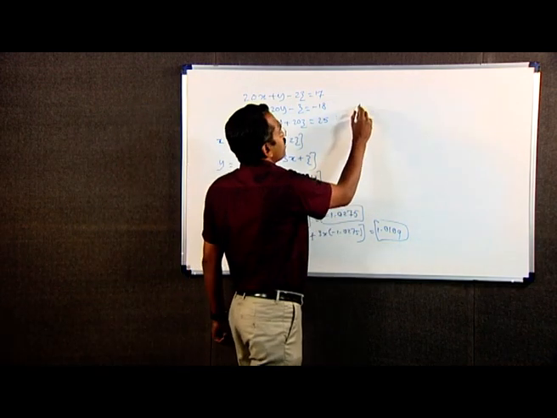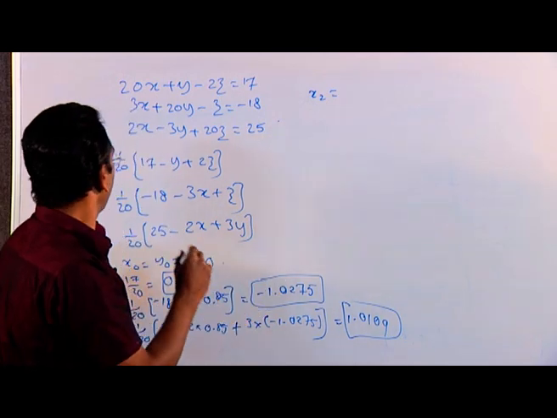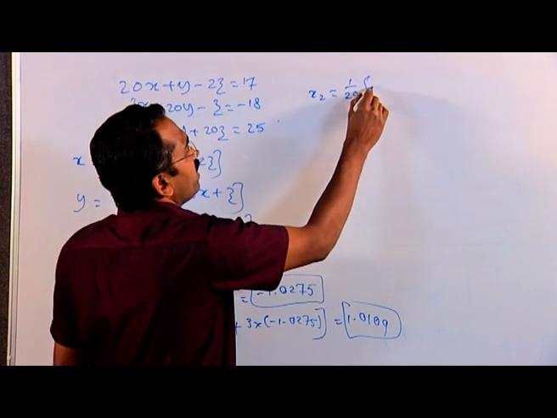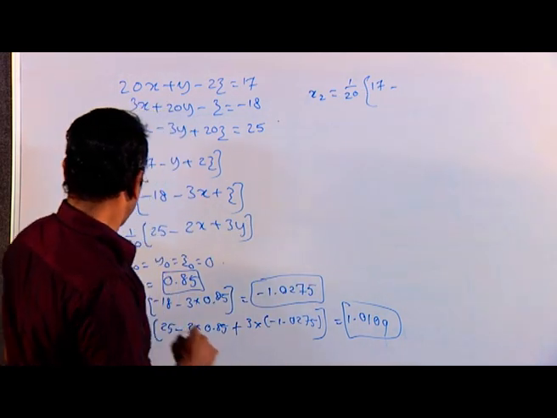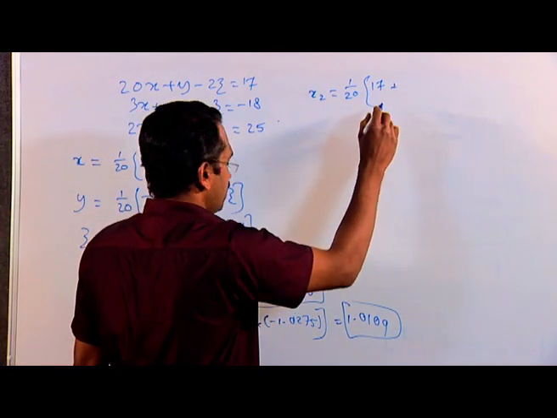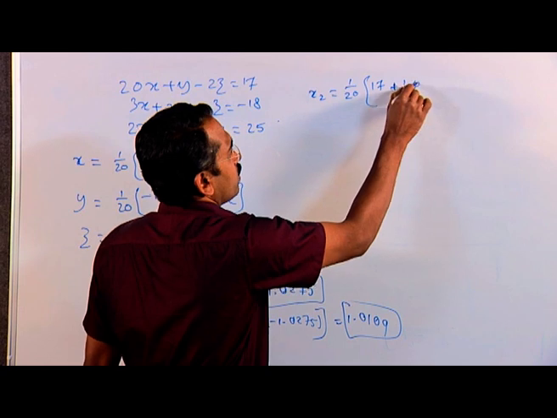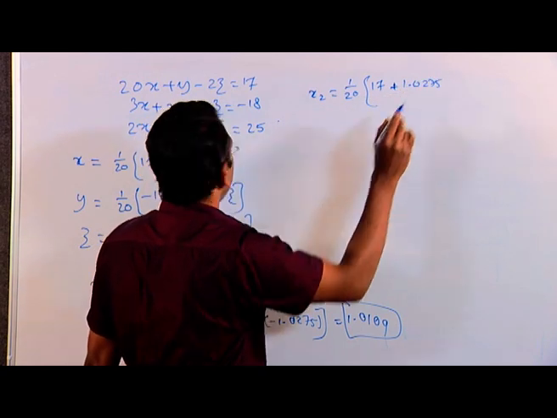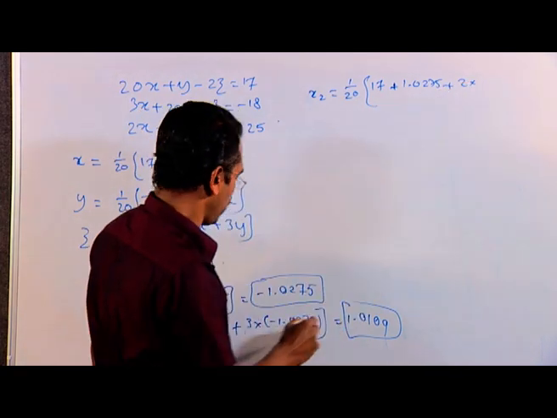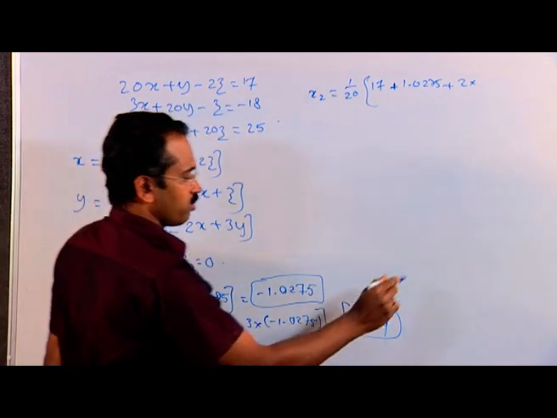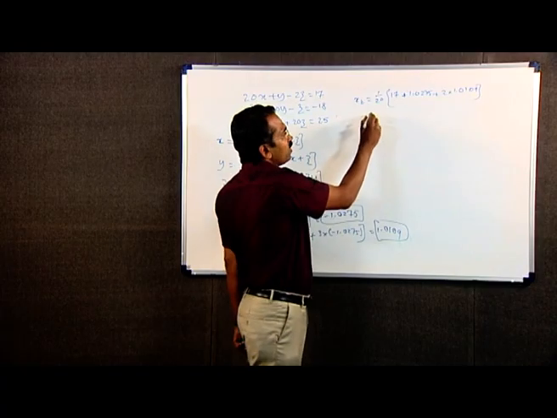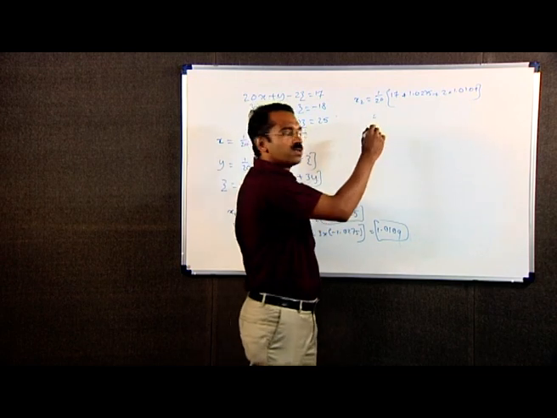We will get x2 equal to 1 by 20 into 17 minus y, that is y1, negative 1.0275, plus 2z, that is 2 into z, which is 1.0109, which is equal to 1.0025.